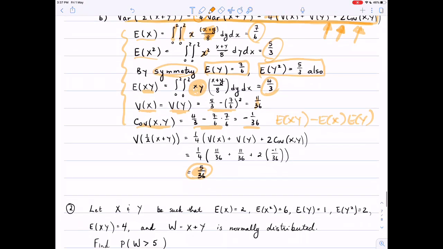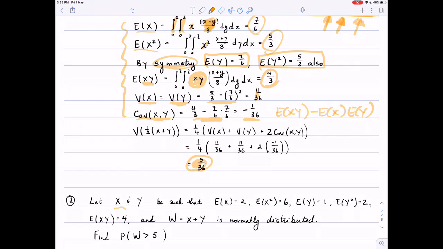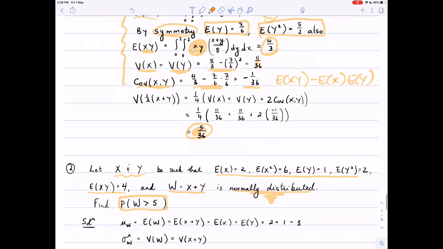One last example here. Let us say that X and Y are random variables such that we have their expected value and their second moments, as well as the expected value of XY. Let them also be such that W, which is their sum, is known to be normal. Then we are asked to find the probability that W is greater than 5. So if W is known to be normal, to calculate probabilities, we need to know its mean and its standard deviation. Well, that's its variance, but we need to take its square root after.